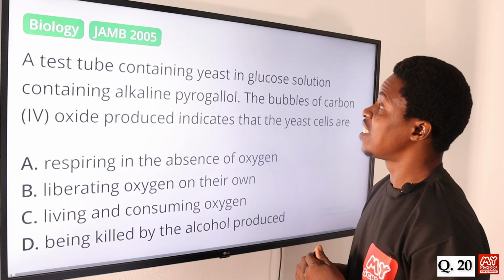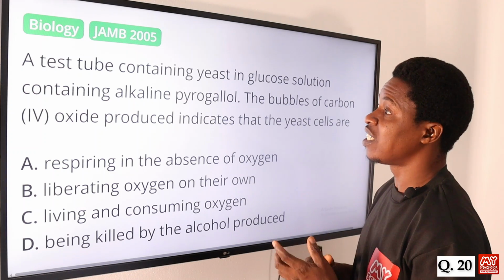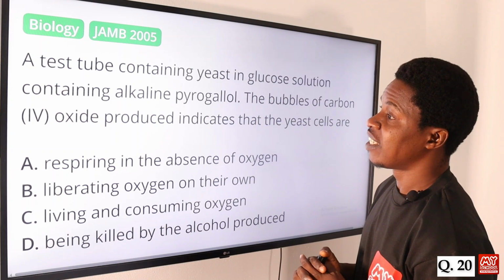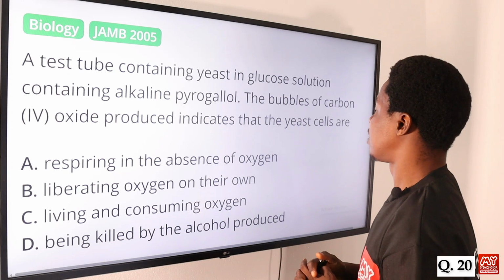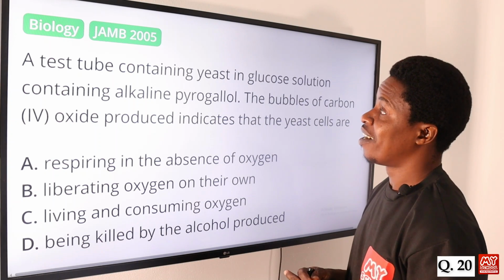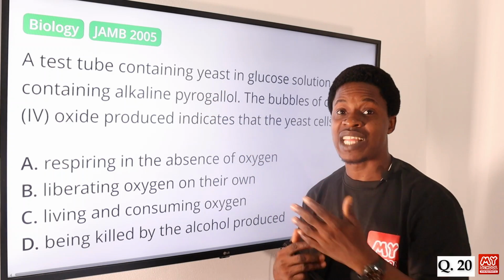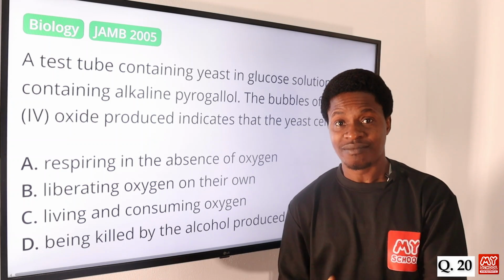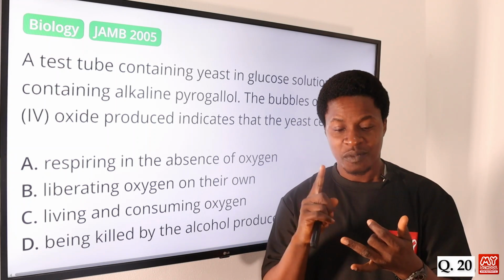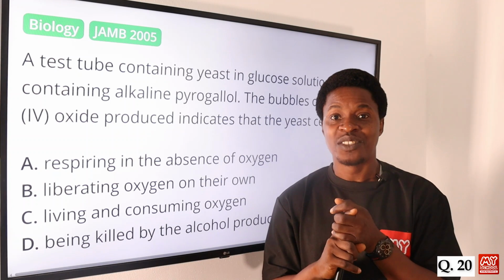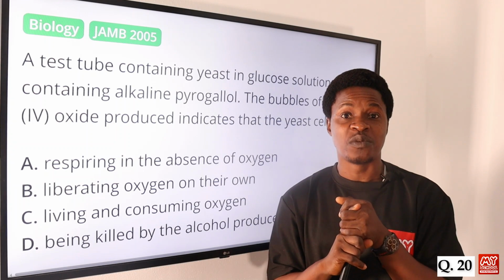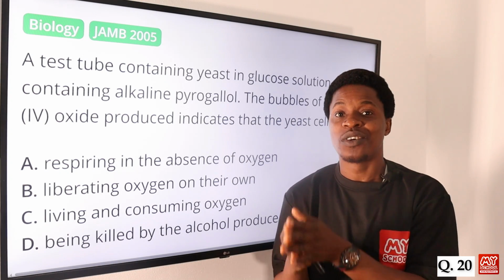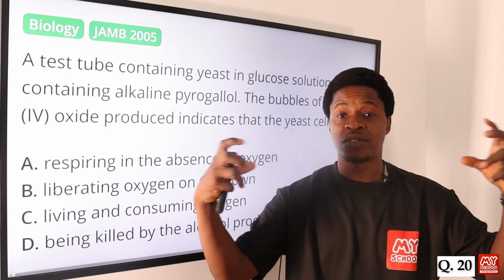Question 20: A test tube containing yeast in glucose solution containing alkaline pyrogallol, the bubbles of carbon dioxide produced indicate that the yeast cells are what? Yeasts are microorganisms that undergo fermentation. The presence of sugar with water and yeast leads to the fermentation process, which breaks down the sugar to produce ethanol and carbon dioxide, CO2.